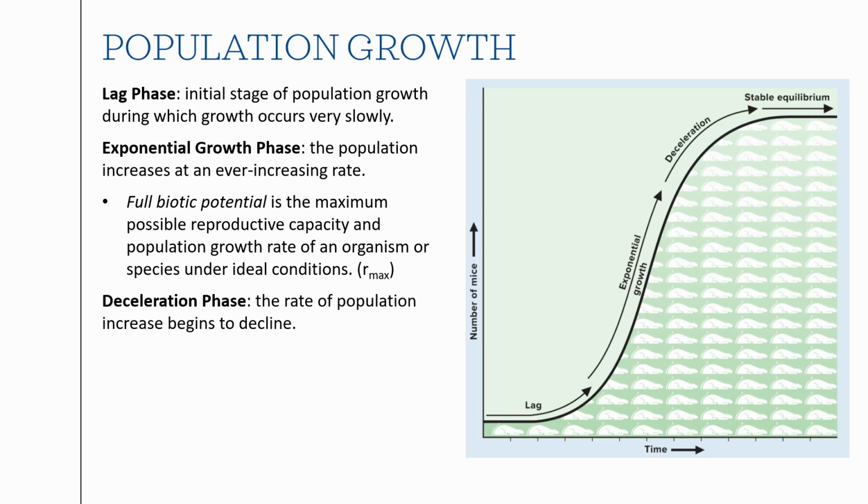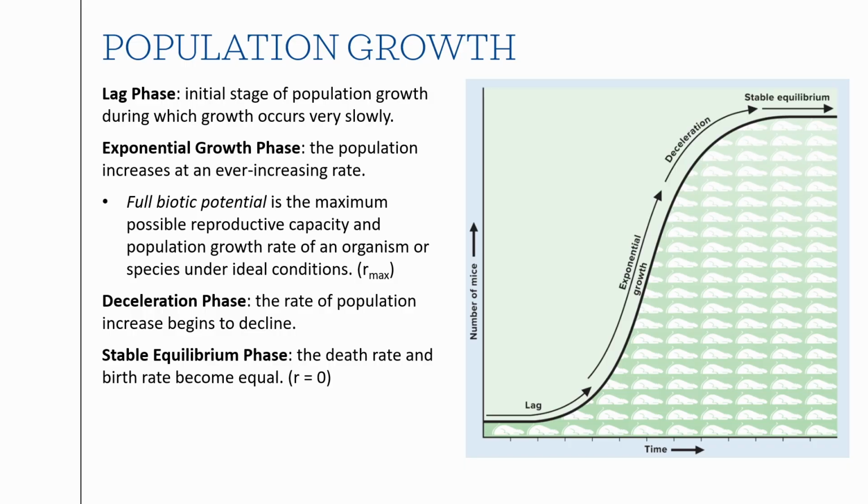Now, the deceleration phase is where the population begins to decline, or at least the population increase is declining. Still growing very slowly, but now there's some pressure or resistance to its growth. The stable equilibrium phase is where the death rate and birth rate are equal, and R now equals 0. Things have flatlined, and of course we've established a carrying capacity for that particular population.